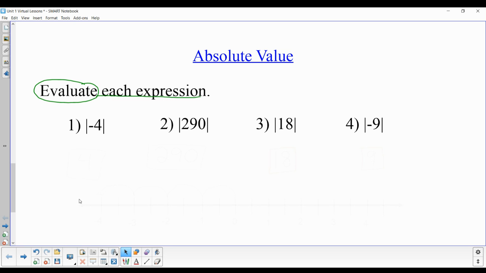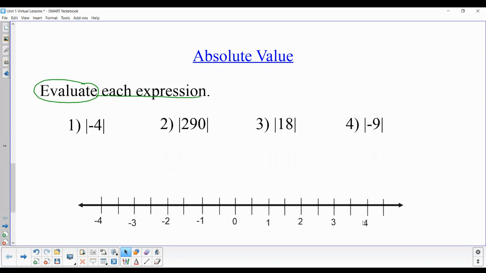So what you could do is make a number line. It has 0, it has -4, and then count. How far is -4 from 0? Well, it's 1, 2, 3, 4 places over. -4 is 4 places from 0 on the number line, so it's 4.